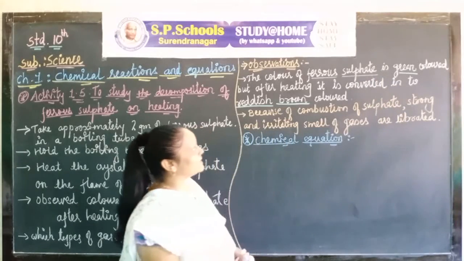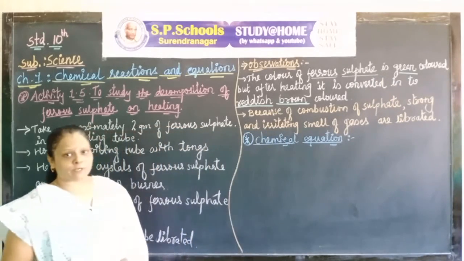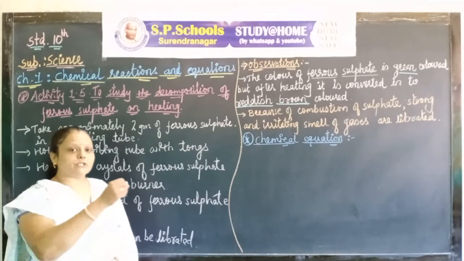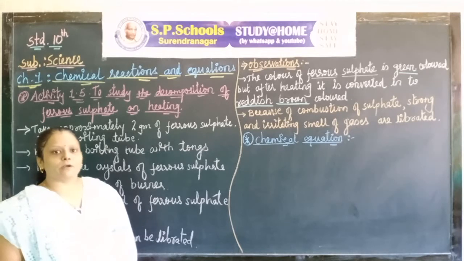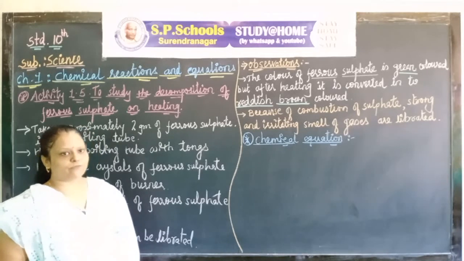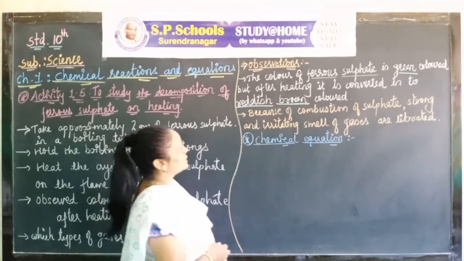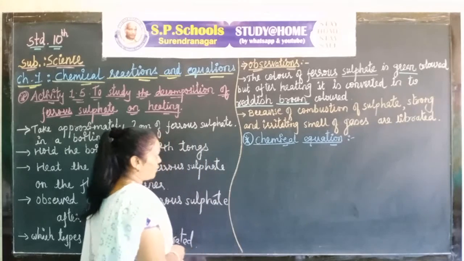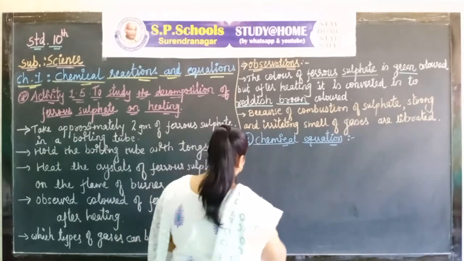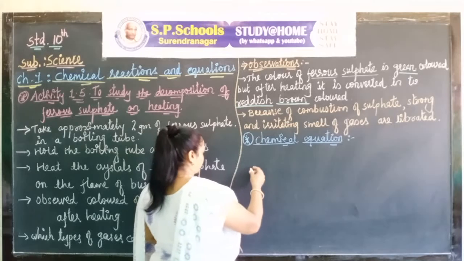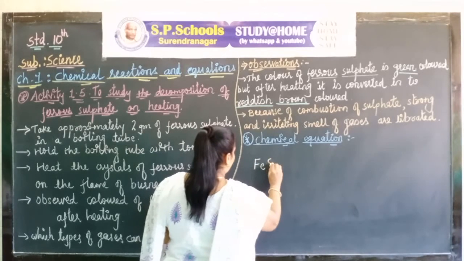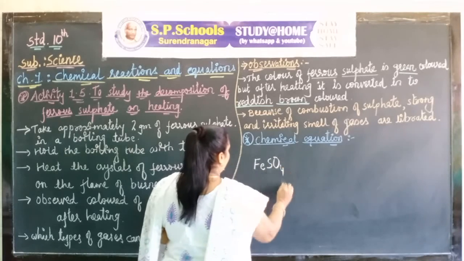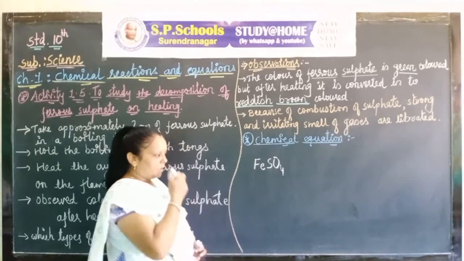When we write the perfect molecular formula for each and every substance, the reaction will always be right and we get full marks for it. So the right formula of ferrous sulfate is FeSO4.